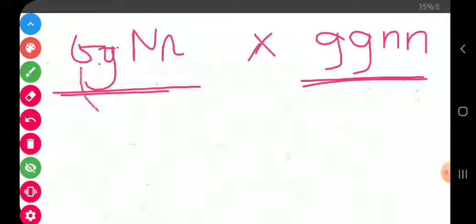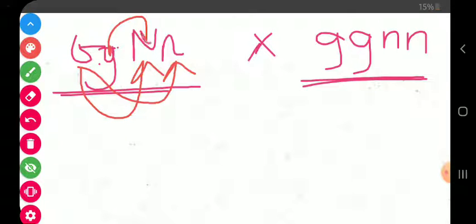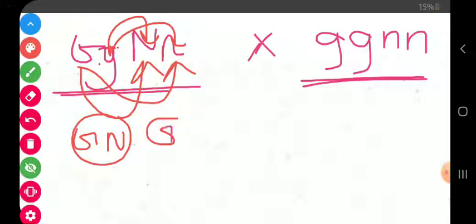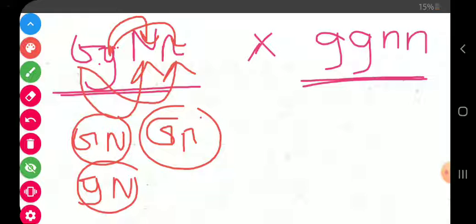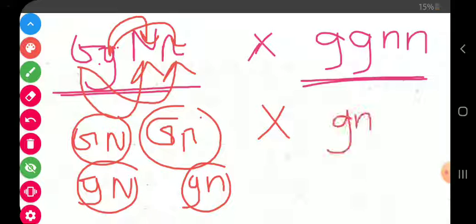Capital G can go with capital N. It can go with small n. Small g can go with capital N. Small g can go with small n. So we get capital G, capital N. We get capital G, small n. It's not very clear, sorry for that. Small g, capital N. We have small g, small n. And then from the other side, we have small g, small n, 100%, right? So you see, this 25%, these gametes.